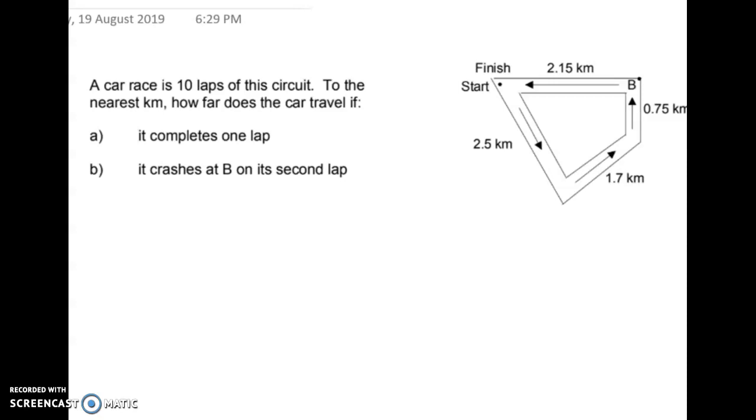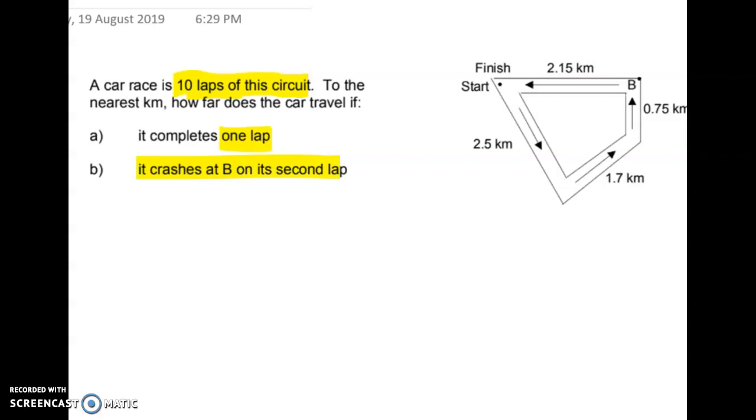We're given a diagram of a car race, and we're told that the race is 10 laps of the circuit. So we've got to read the question carefully because we actually don't need that information about 10 laps at all. To the nearest kilometre, how far does the car travel if it does one lap? And then how far does it travel if it crashes at point B on its second lap?